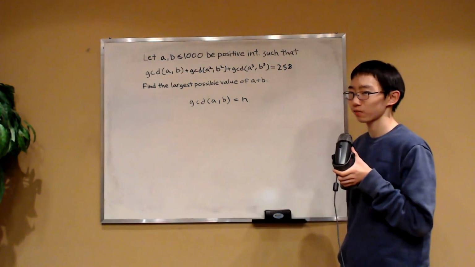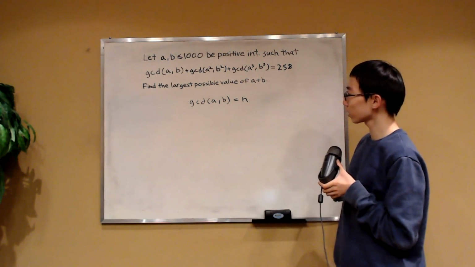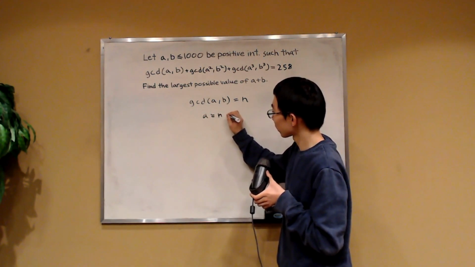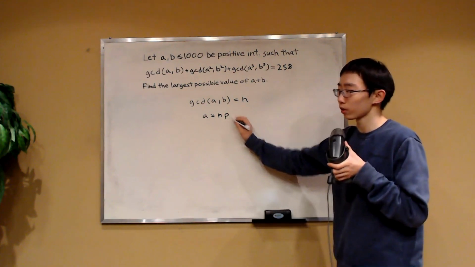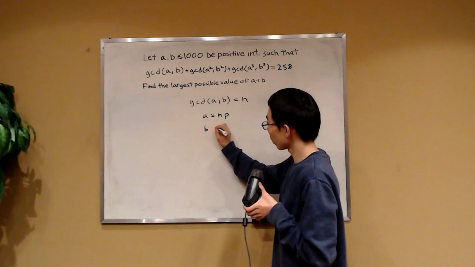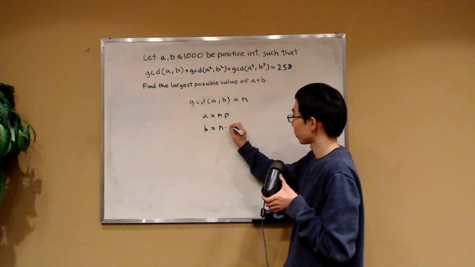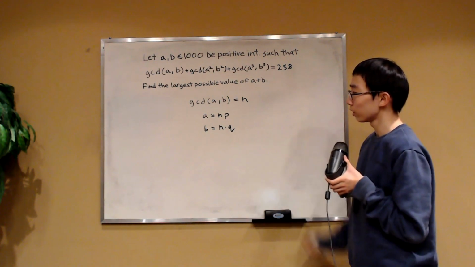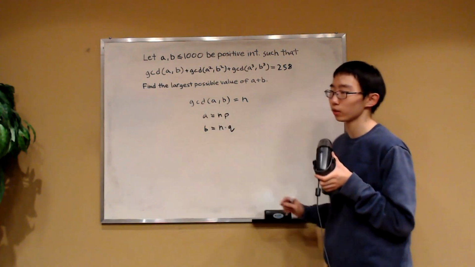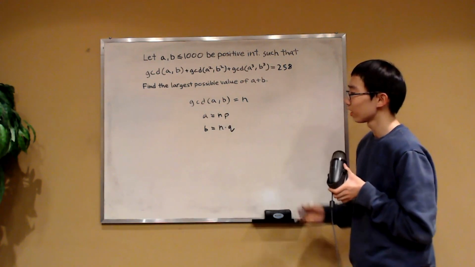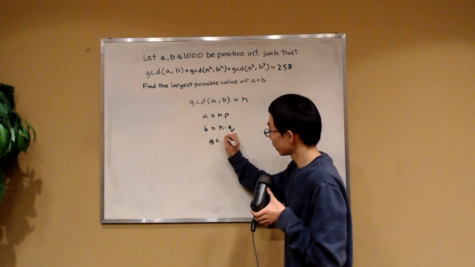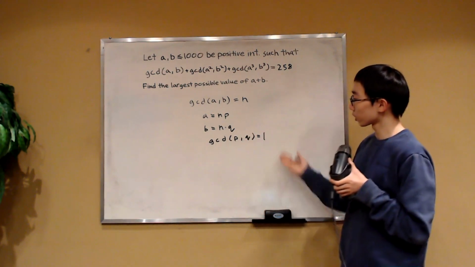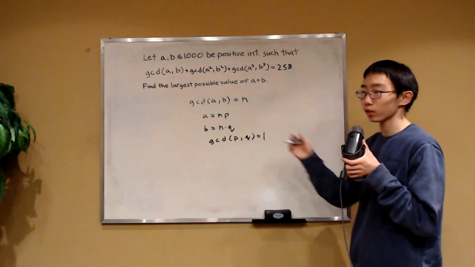What do you guys think? Well, if the greatest common divisor is n, then a should be equal to n times p, where p is a positive integer, and b should also equal n times something, so just call it q, where q is also a positive integer. But here's the thing. In order for n to be the greatest common divisor or greatest common factor, we need to have GCD of p and q to be 1. Because otherwise, n itself would not be the greatest common factor.